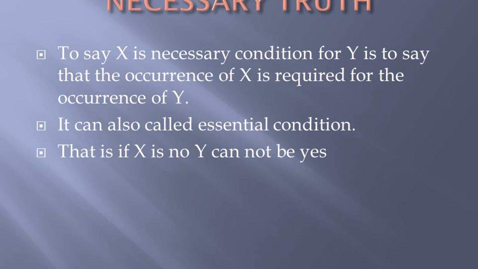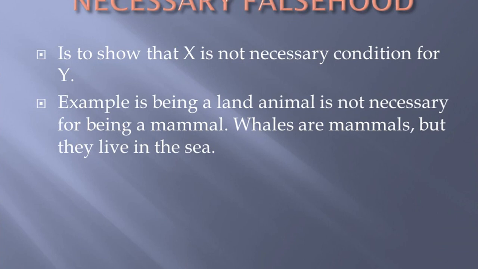Now we are looking at necessary truth and necessary falsehood. Necessary truth: to say X is a necessary condition for Y is to say that the occurrence of X is required for the occurrence of Y. It can also be called an essential condition. That is, if X is no, Y cannot be yes. Necessary falsehood is to show that X is not a necessary condition for Y. Example: being a land animal is not necessary for being a mammal. Whales are mammals, but they live in the sea.